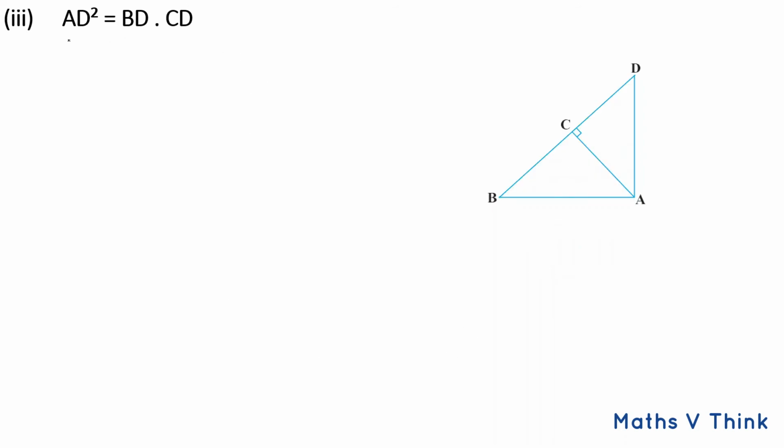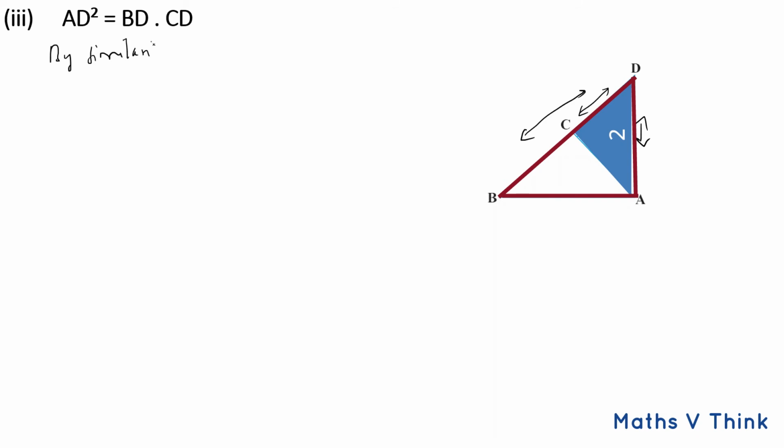Now the third subdivision is AD square is equal to BD into CD. So first mark the side. So AD is given, BD. So BD is nothing but this whole side and CD this side. Means I need to compare this second triangle with the whole triangle. So by similarity of right triangle, first write the whole triangle ABD is similar to triangle.